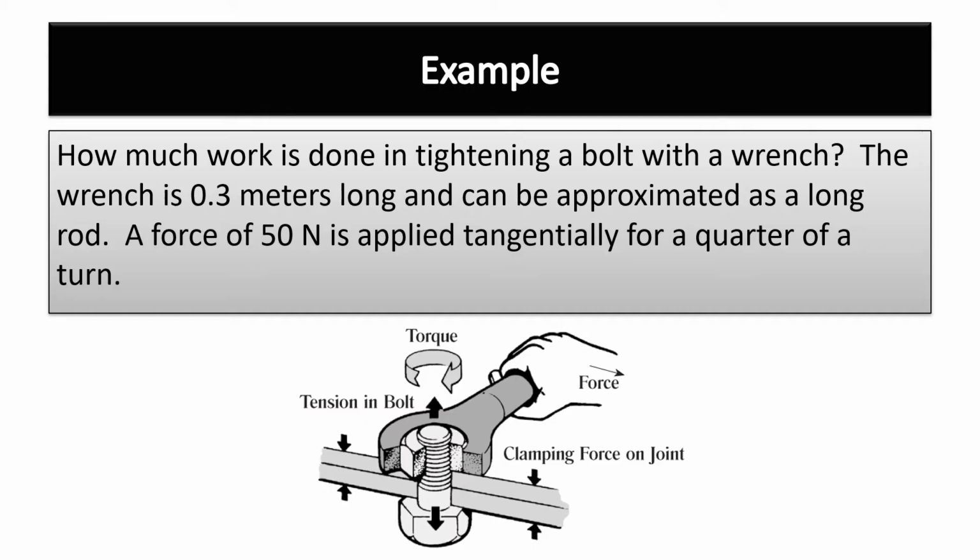This says how much work is done in tightening a bolt with a wrench. The wrench is 0.3 meters long and can be approximated as a long rod. A force of 50 newtons is applied tangentially for a quarter of a turn. If you want, you could pause the video and try this out on your own.